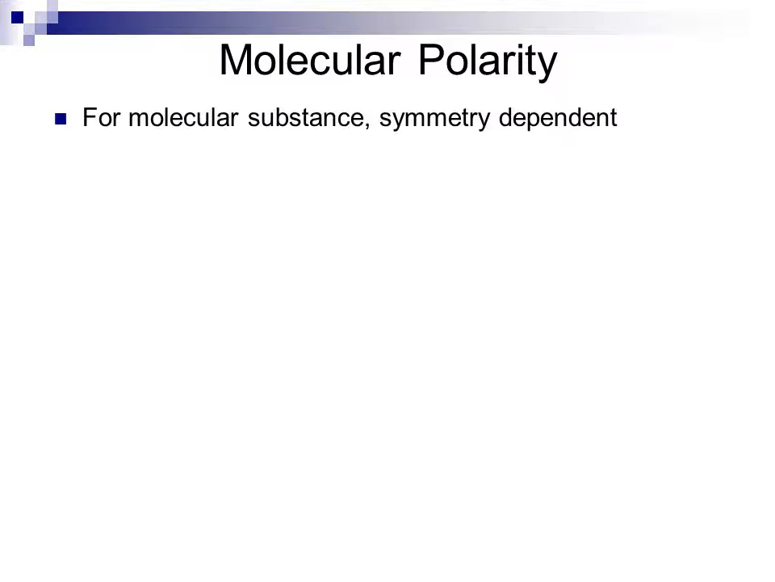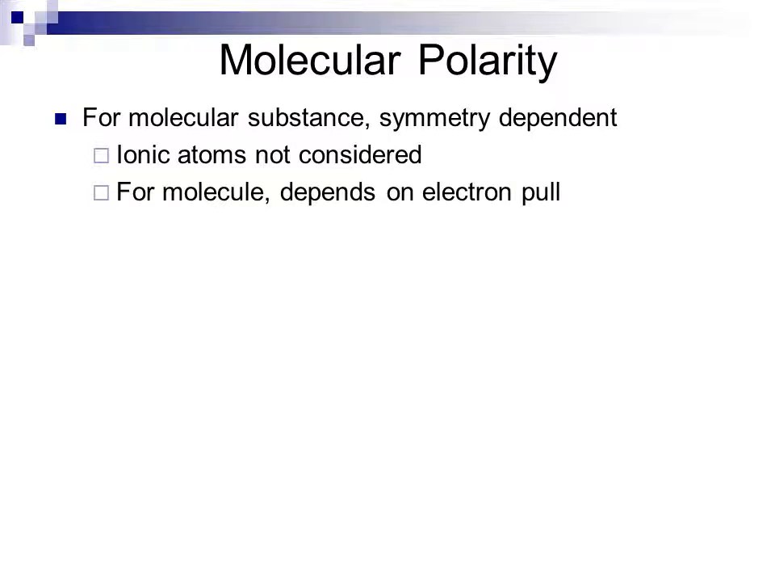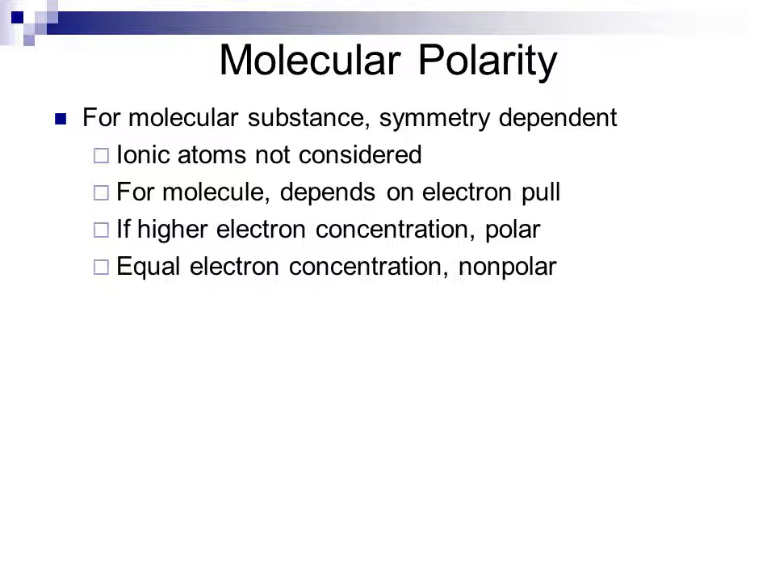Now, molecular polarity is symmetry dependent. It depends upon the symmetry of the atoms and the electrons within the entire molecule, based upon the particular central atom we're looking at. Ionic atoms are not considered. However, for the molecule, it will depend upon how electrons are pulled one way or another within the molecule. The higher the electron concentration we have, the more polar it is. So if one region of the molecule has a higher electron concentration than another region versus the starting points of the atoms, we're going to wind up with a polar molecule.